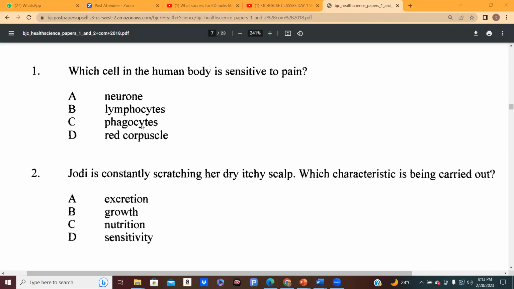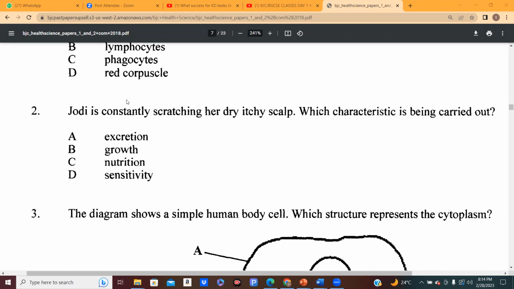So I'm gonna pass it on to Alexandria. Which cell in the human body is sensitive to pain? The neuron. A. Okay, so the correct answer for that one is A, Aaron. Neuron is sensitive to pain. All right, Antoine.